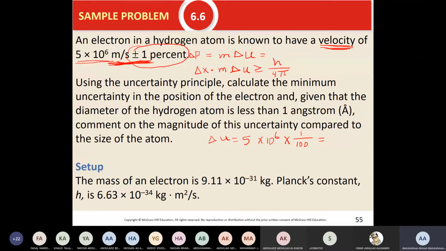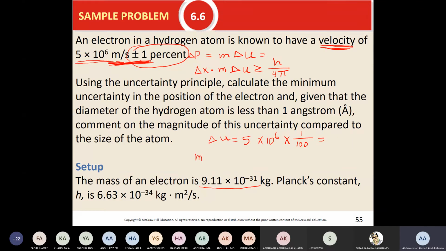So we can calculate delta u. It's 5, which is the speed, 5 times 10 to the power 6 times 1 over 100, which is the error, and this will give us the whole error in X. If the mass of the electron is 9.11 times 10 to the power minus 31, then what is delta X? So we know delta U, get the answer for this one.